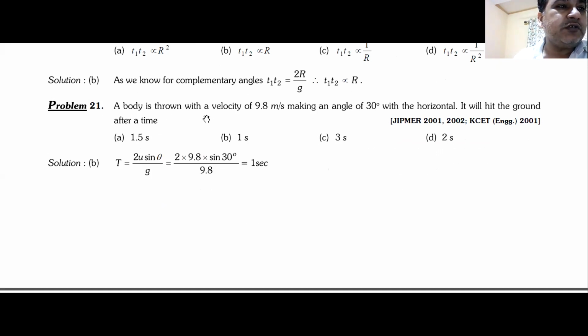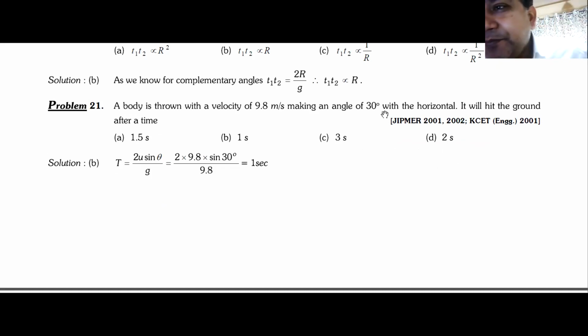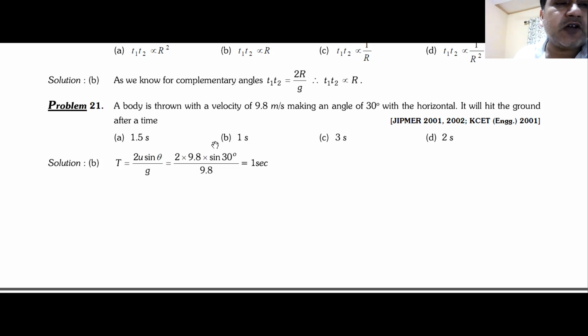A body is thrown with a velocity of 9.8 meter per second, making an angle of 30 degree with the horizontal. So initial velocity is given as 9.8 meter per second. Angle is 30 degree. It will hit the ground after how much time? So you throw it with a velocity 9.8 meter per second. After how much time will it hit the ground? Angle is given as 30 degrees. The question passes on to you. I am waiting for your answers.